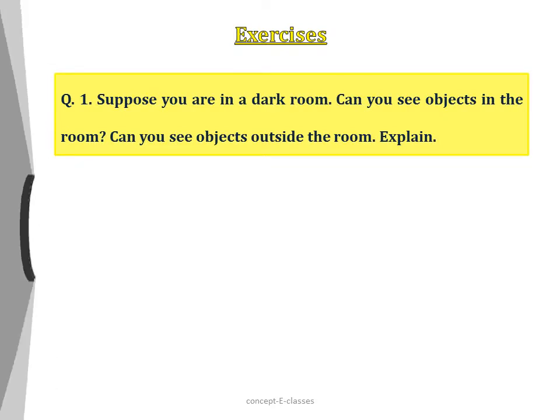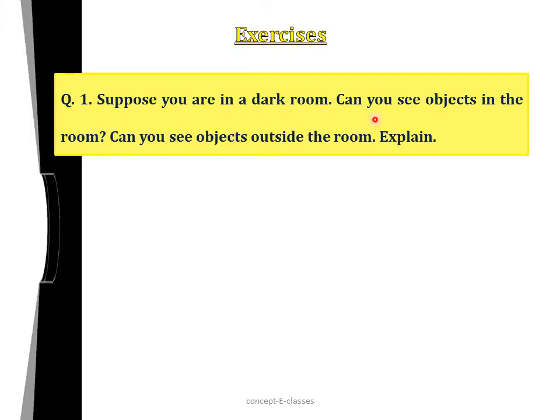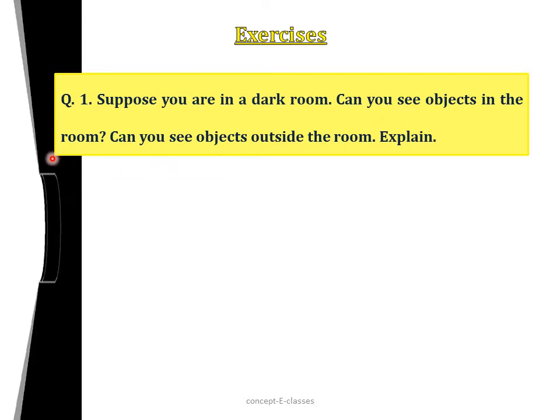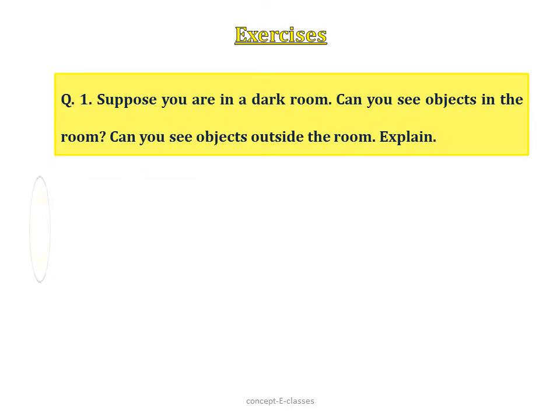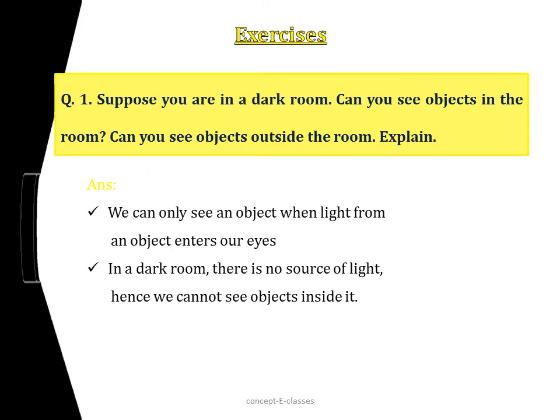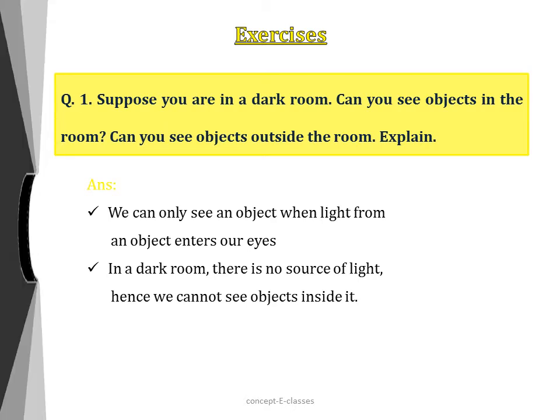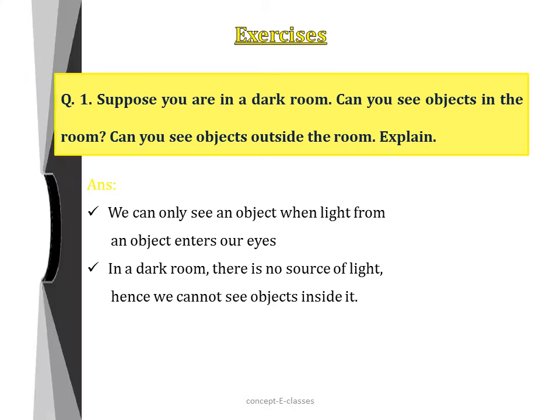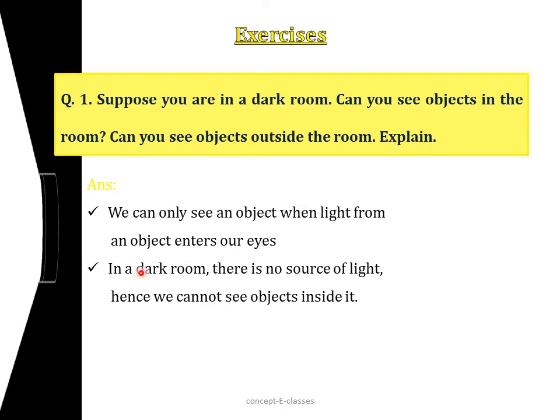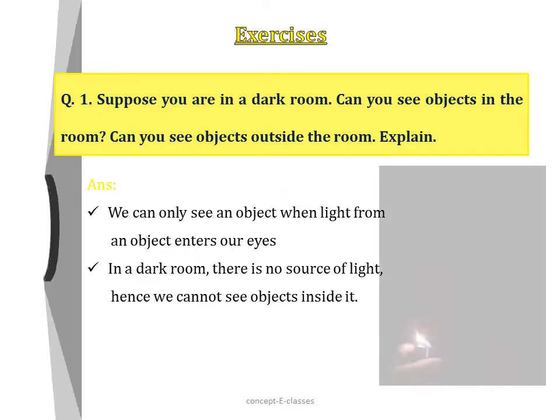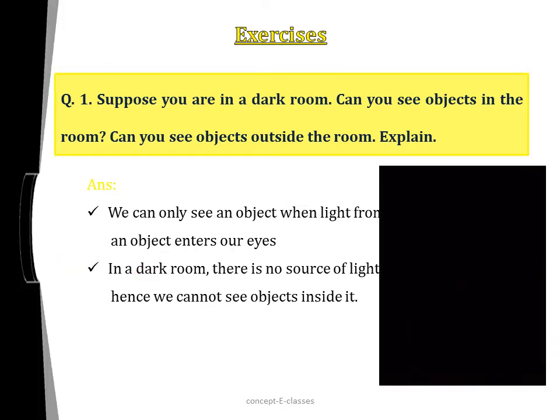Exercises. Question number 1. Suppose you are in a dark room. Can you see the objects in the room? Can you see objects outside the room? Explain. So we have already studied how we can see objects. We can only see an object when the light from an object enters into our eyes. Hence, to see an object, we require light.